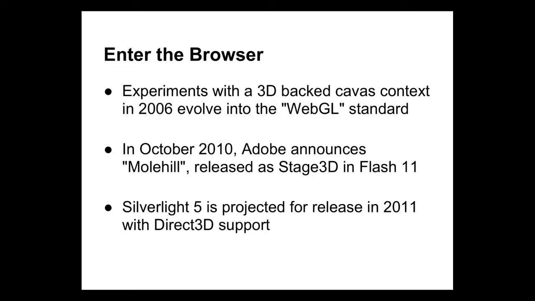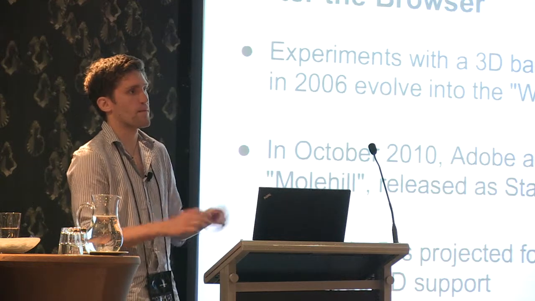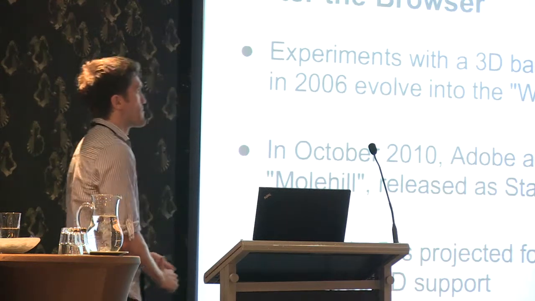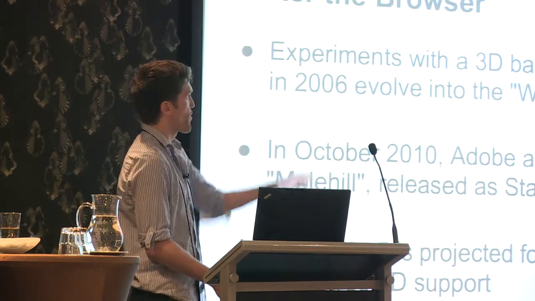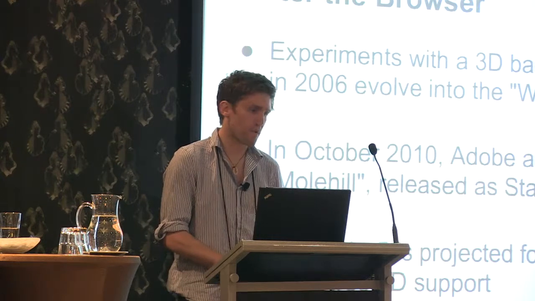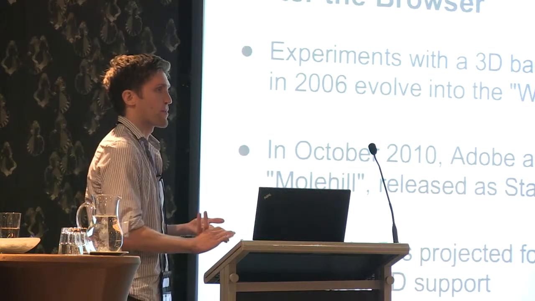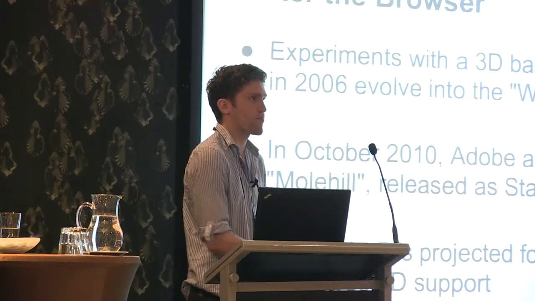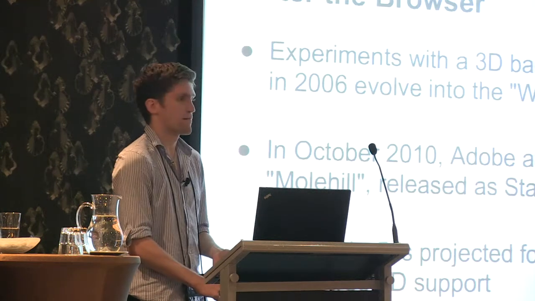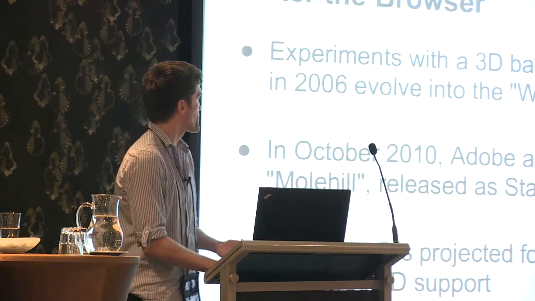Mozilla started experimenting at a very early point with making not just a 2D context on the canvas element, but a 3D context as well. The proposition was that instead of doing 2D rendering or 3D software rendering, they would attempt to use the GPU hardware to render onto a canvas element in a div on a web page. Originally called Canvas 3D, this eventually evolved into the WebGL standard, which has been implemented by both Mozilla and the Chromium guys, and Safari now supports it. I'm not sure about Opera. But if you're using Opera, you probably have other problems.